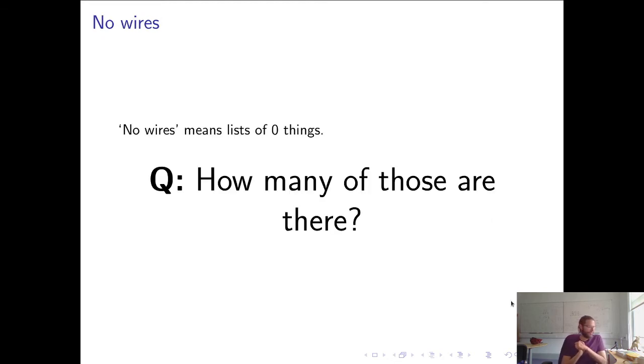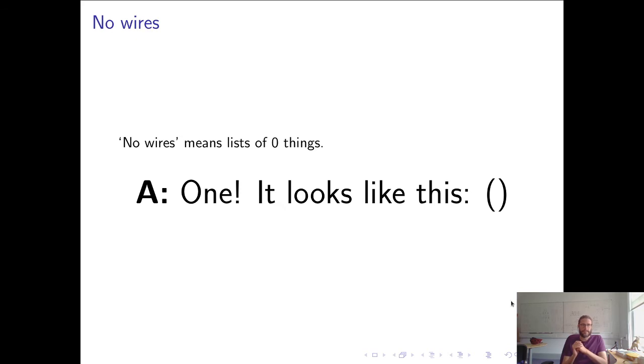Okay, so here's kind of an interesting question. How many lists of 0 things are there? I mean, you might think that there's 0 such lists, but actually there's exactly 1 list with 0 things in it. And I could write it as a kind of list with nothing in it. Okay, so I'm writing it just as a pair of parentheses here, which means I've made a list of 0 things.